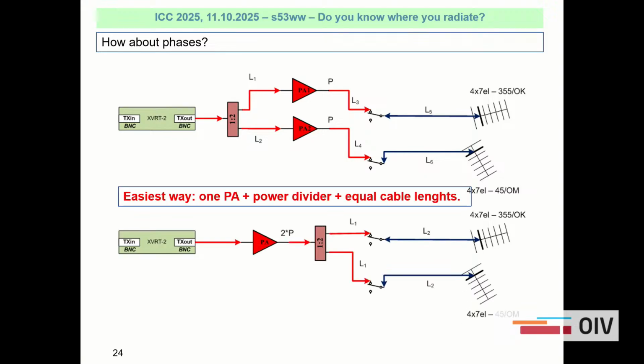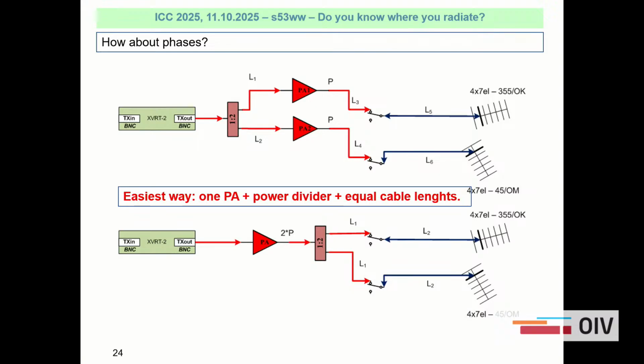Okay, the simplest way is you replace your power amplifier with another power amplifier. If you want to keep the same ERP, the same radiated power as before, it has to be 2 times that power, right? 2P. You have a splitter here, and then equal cable length to your relays and to the antennas. And you will get the same phase here, and you will get this nice radiation pattern as you would like to.